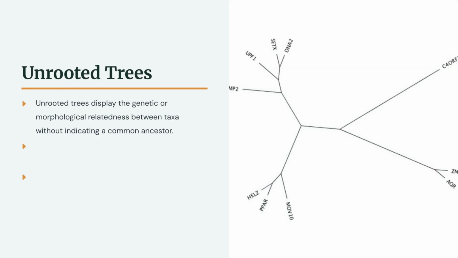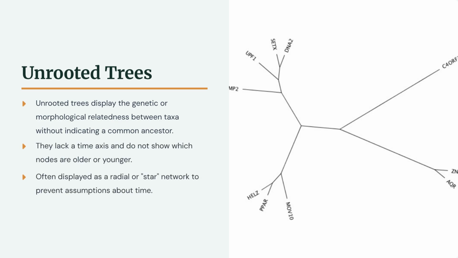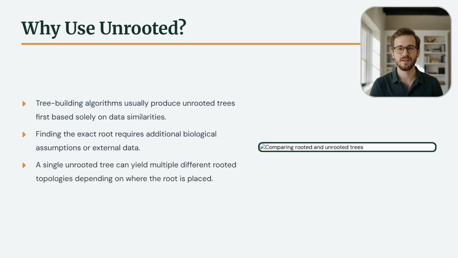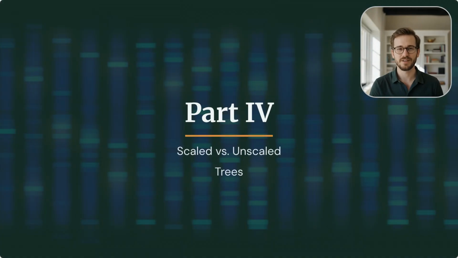Unrooted trees display relatedness without indicating a common ancestor or a time axis. They do not show which nodes are older or younger, and are often displayed as radial networks. Tree-building algorithms typically create unrooted trees first, based only on data similarities. Rooting requires extra biological assumptions or external data, and a single unrooted tree can lead to multiple rooted topologies. We now begin part 4, covering the differences between scaled and unscaled trees.